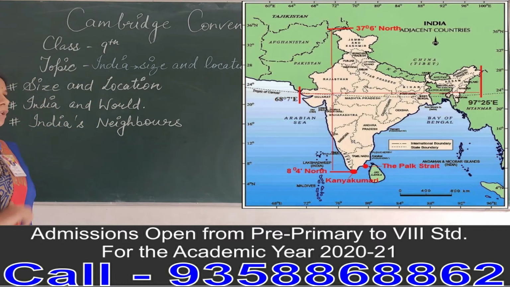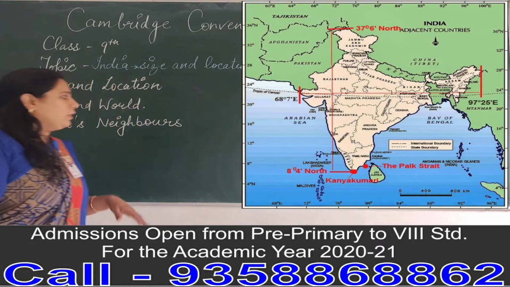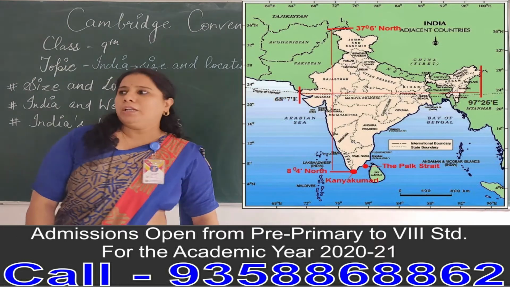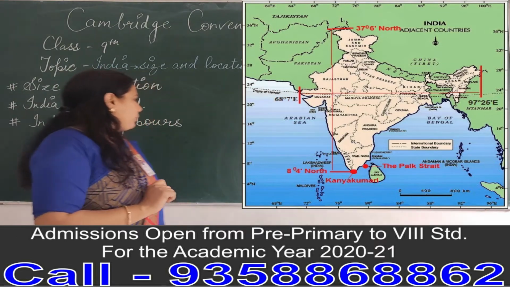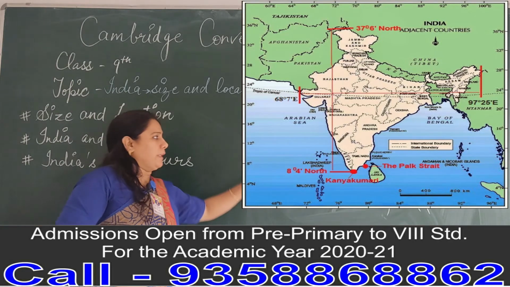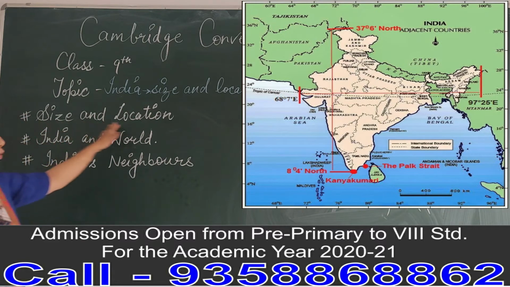Now let us talk about the land boundary of India. We have 15,200 kilometers of land boundary, including the Andaman and Nicobar and Lakshadweep Islands. Okay students, this much is clear to you. Till now we have completed two topics, size and location, and India and the world.